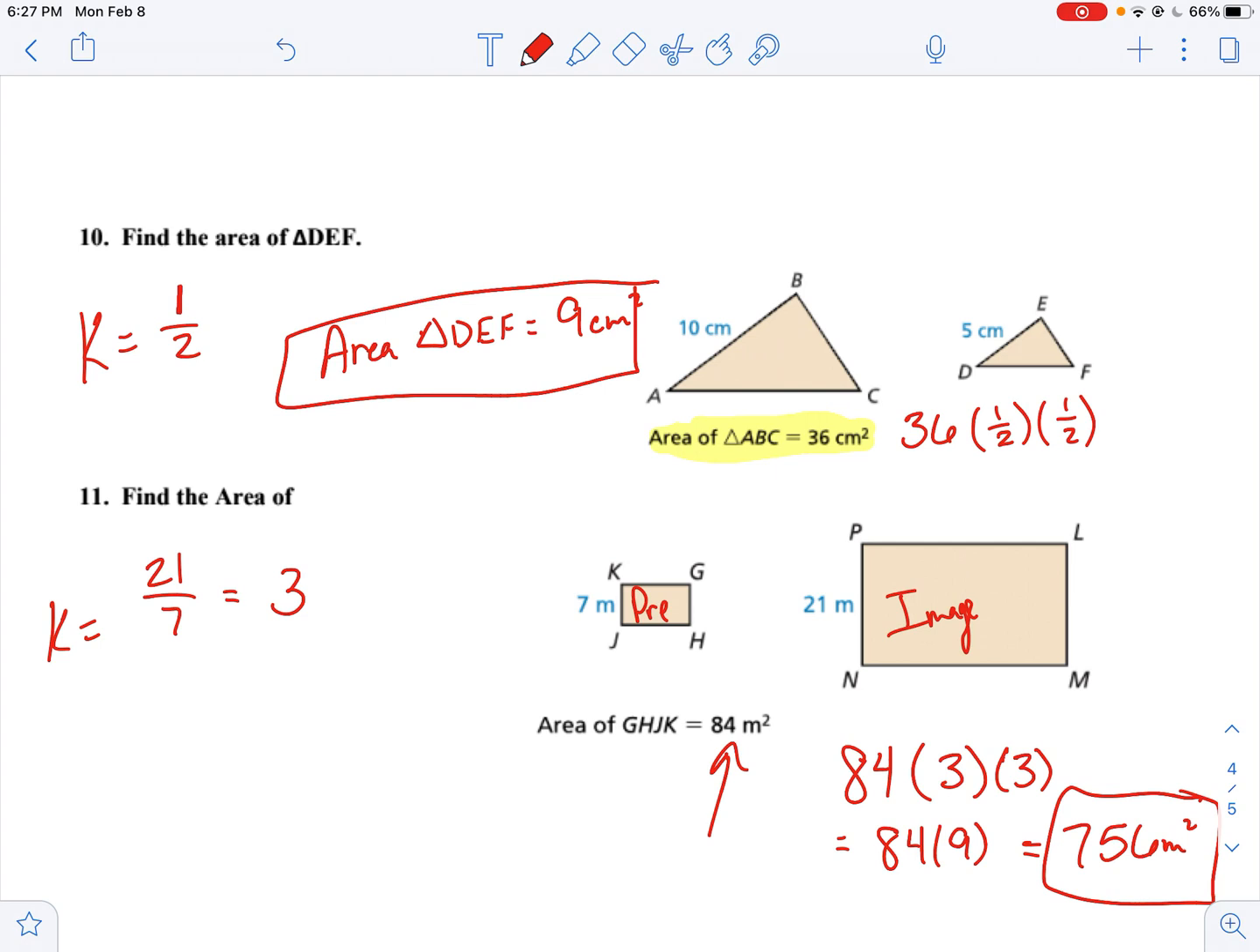If you're only given one area, you've got to find the other. Check out the other videos and let me know what questions you have before our quiz.